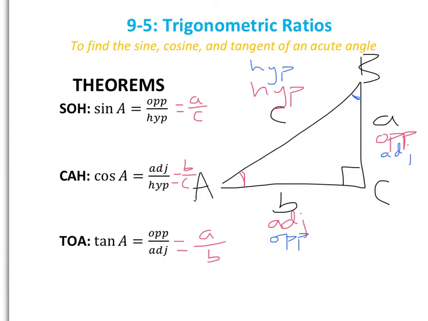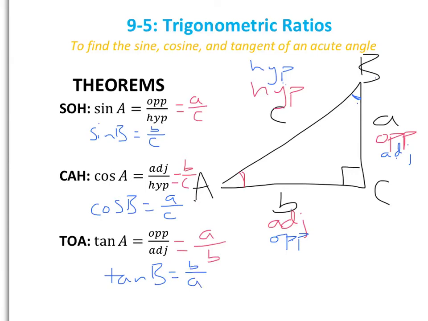Okay. So we could write these ratios once again for angle B. So if we had sine of B, it's going to be opposite over hypotenuse, which is going to be B over C. Okay, the cosine of B is adjacent over hypotenuse, which is going to be A over C. And the tangent of B is going to be the opposite over the adjacent, so B over A.